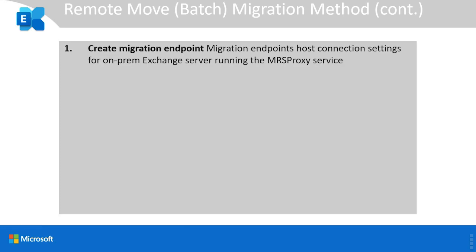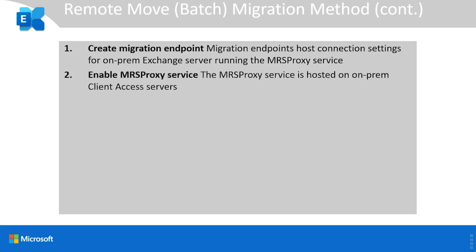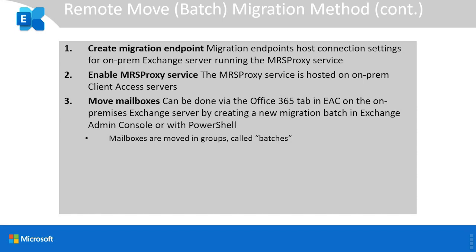You start by creating a migration endpoint. Migration endpoints host connection settings for on-prem Exchange servers that are running the MRS proxy service. Then you enable the MRS proxy service, which is hosted on on-prem client access servers, then move the mailboxes. This can be done via the Office 365 tab in EAC on the on-premises Exchange server by creating a new migration batch in Exchange Admin Console or with PowerShell.